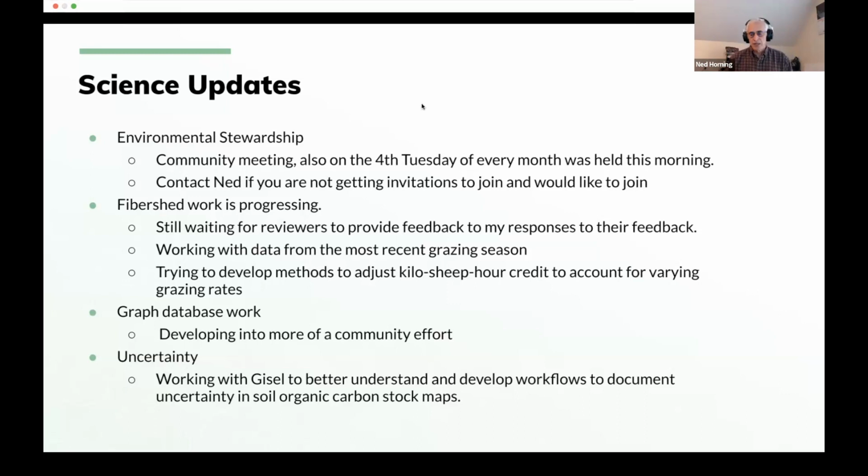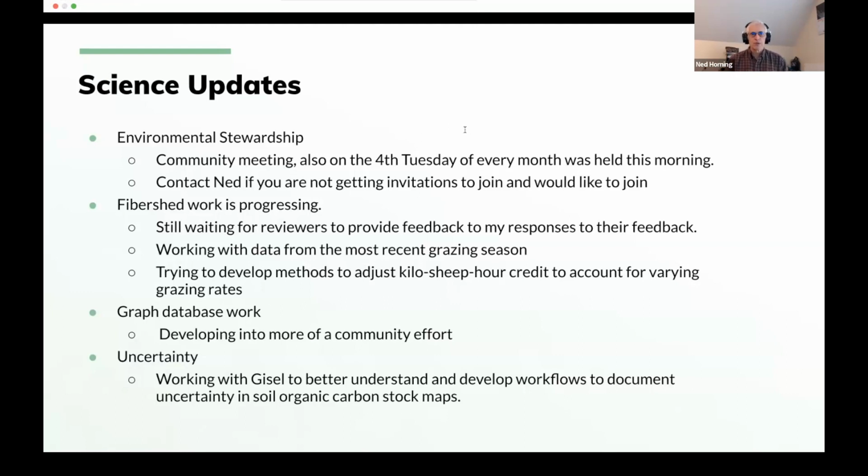The Fibershed, which is the sheep grazing in vineyards methodology work, is continuing, still waiting for reviewer feedback. I did just recently get the data from the previous grazing season, which happens after grape harvest. This is in Northern California, so after the grape harvest there, until the leaves start coming out, and that's usually in March or something like that.